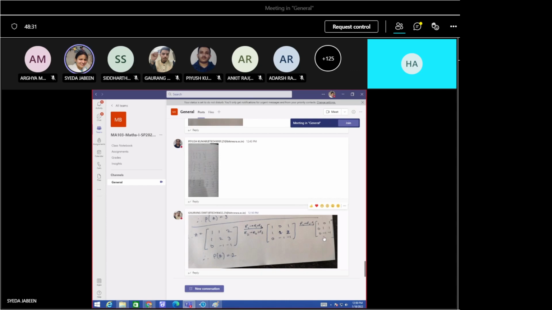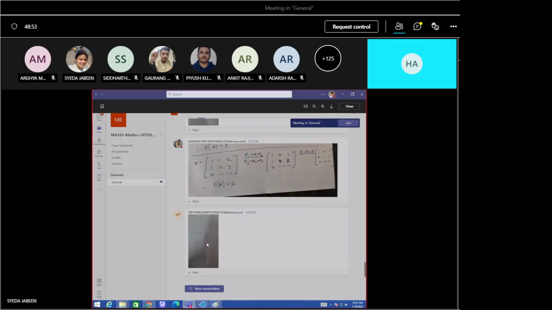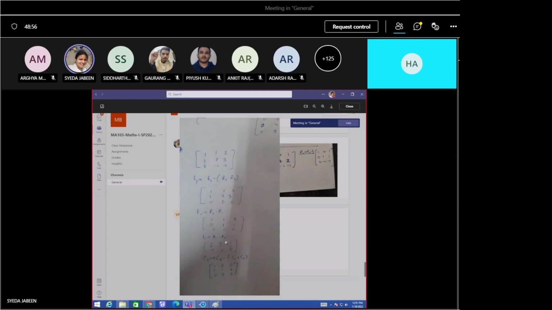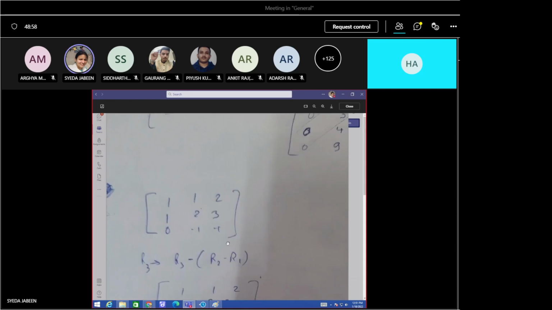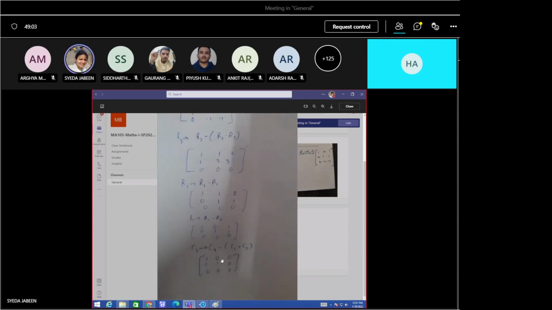Rank is 2. Yes, but this you have to reduce further because obviously this element is not in the structure of normal form, since this element is not 0. This upper part is identity, it is fine, but the remaining elements you have to make 0. So what you can do, you can subtract the second row from the third row. Sorry, you can add the first row to the third row. Yes, now it is correct. So this is I2, identity matrix of order 2, and the other elements are 0.